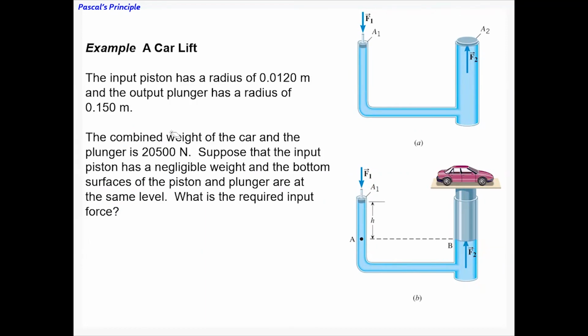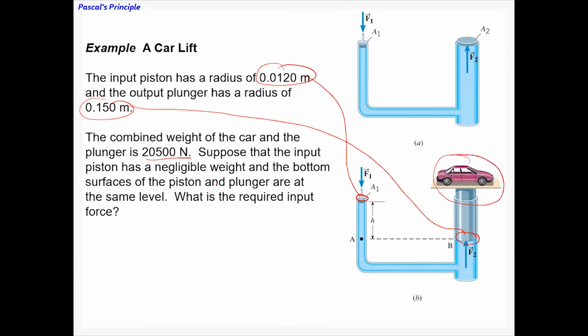So let's do an example which uses Pascal's principle. This is an example, a car lift. This is a very interesting example. The input piston has a radius of this and the output plunger has a radius of this. The combined weight of the car and the plunger is this. This is the weight here, 20,500 Newton.